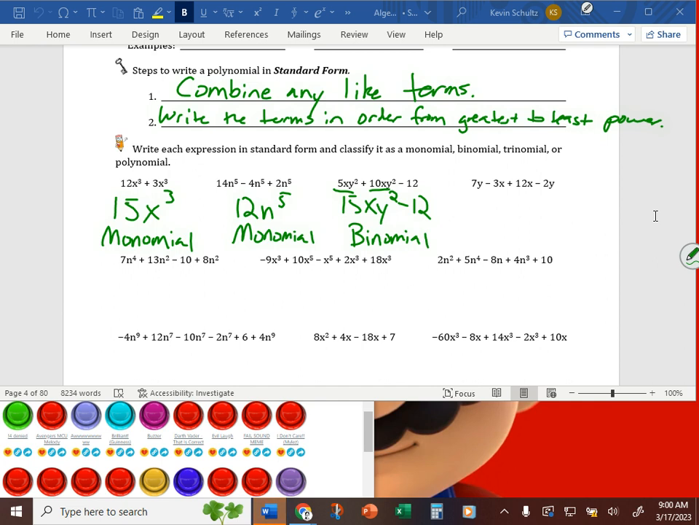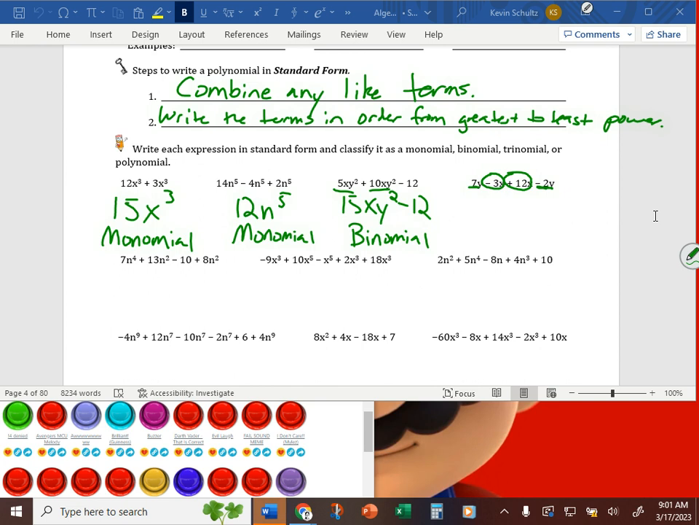Next one: 7y minus 3x plus 12x minus 2y. Give me the like terms I can combine here. What can I do, Finn? 7y and negative 2y. Points for you. Negative 2y. Remember that sign belongs to the term. Excellent. What else? Colin? Negative 3x and positive 12x.